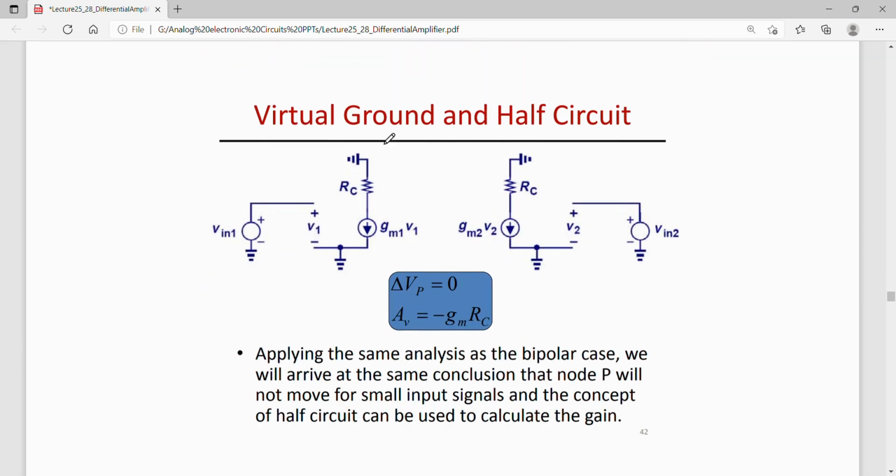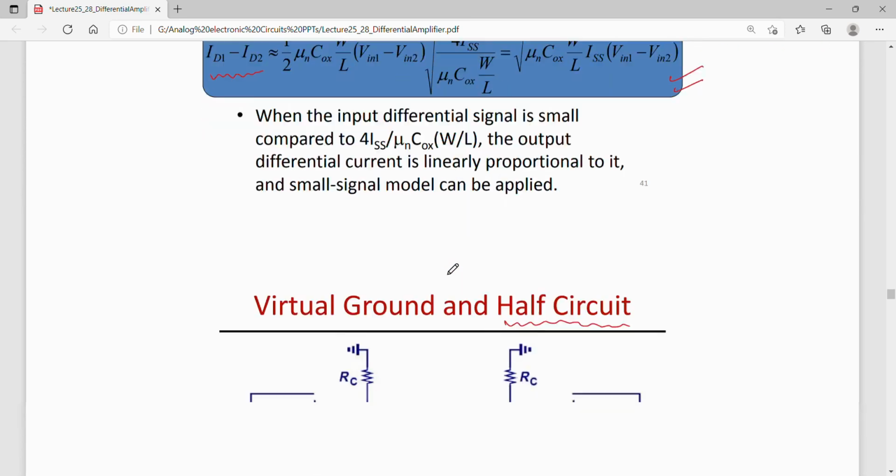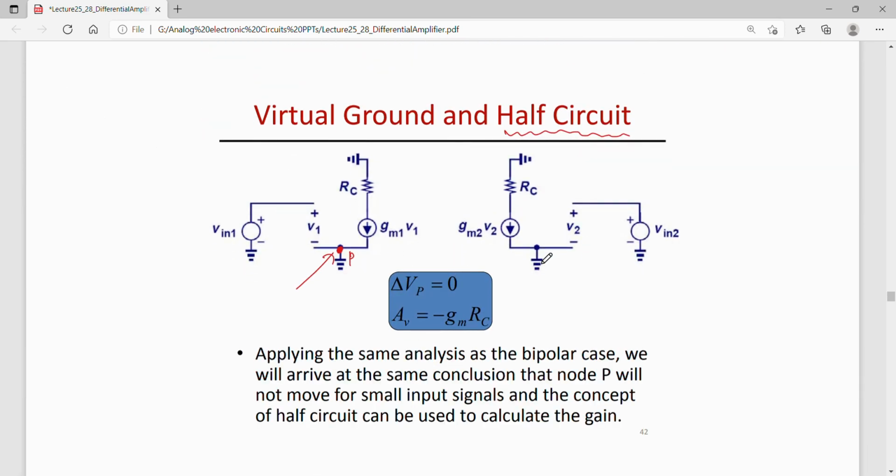Or one can also think of dividing the small signal model circuit into two half circuits, and since it's a small signal, VP, that is this point P here, will be assumed to be AC grounded. So this point represents P, which is grounded, or the source is grounded. Okay. And delta VP would be 0, and the gain of this half stage or half circuit could be calculated as minus gm times RC. Okay.